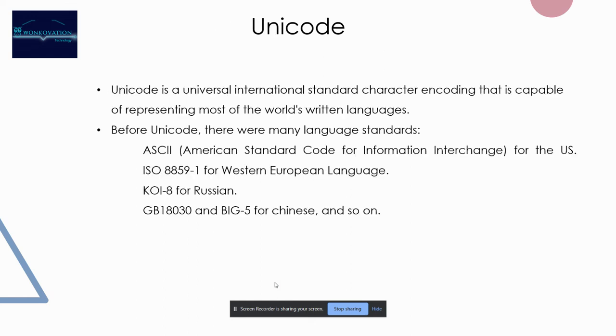Now, let's talk about Unicode. Unicode is a universal international standard character encoding that is capable of representing most of the world's written languages. Before Unicode, there were many language standards like ASCII, ISO 8859-1, KOI8, GB 18030, or Big5 for Chinese, and so on. There were many character codes before Unicode, but now we are using Unicode in Java.